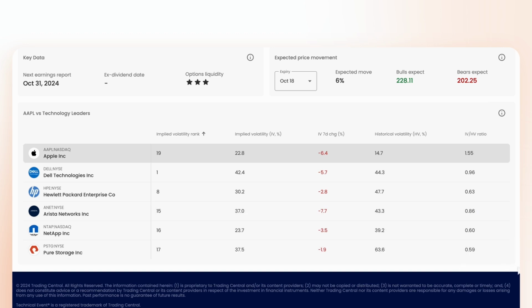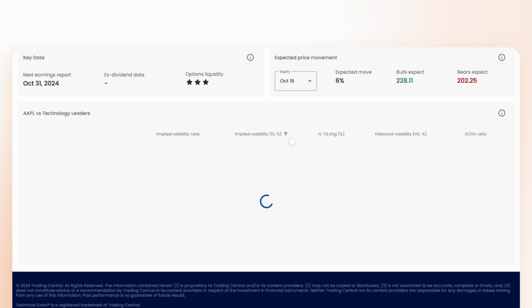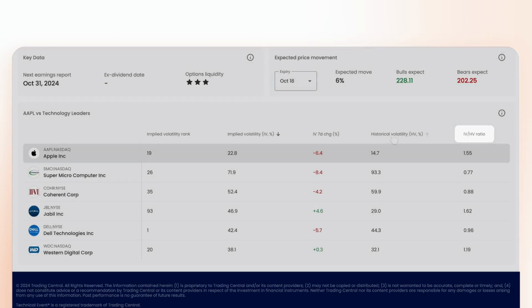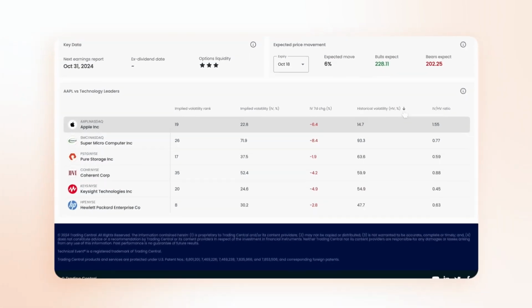Here we can reorder any of the columns to identify high or low volatility. For example, if I'm interested in writing credit spreads, I can sort implied volatility rank from the highest to the lowest amongst leading technology stocks. Reordering the ratio of implied volatility and historical volatility helps clearly identify those with the largest implied volatility spread. There you are.